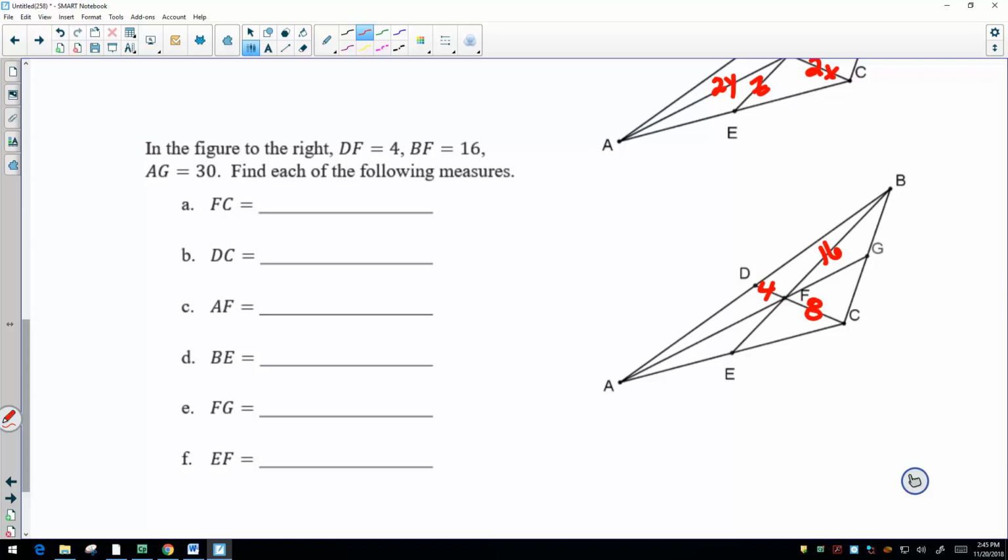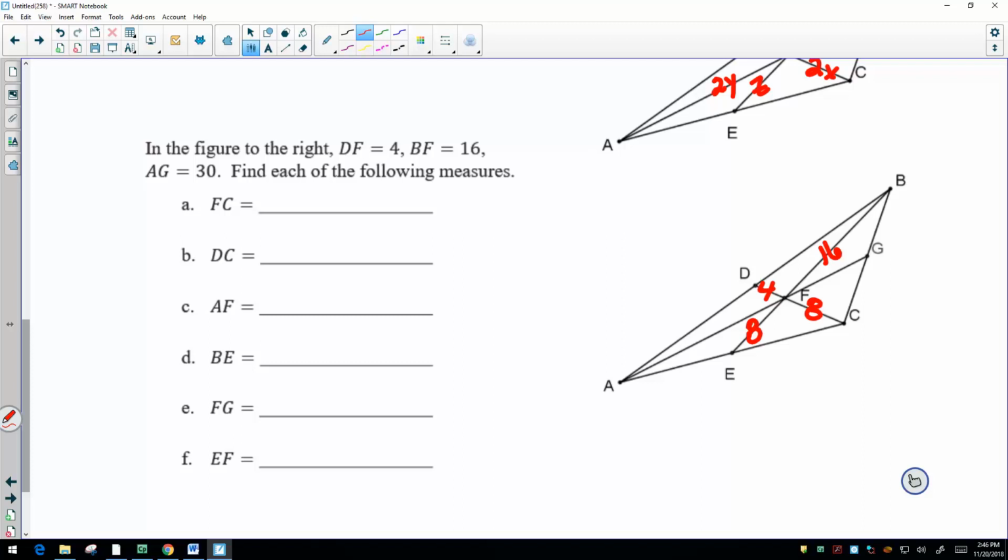Taking a look at EF, I know that BF is 16, and EF was only one part of that 16. EF was Y, FB was 2Y, so that's twice as big, meaning EF has to only be 8, or half as big.